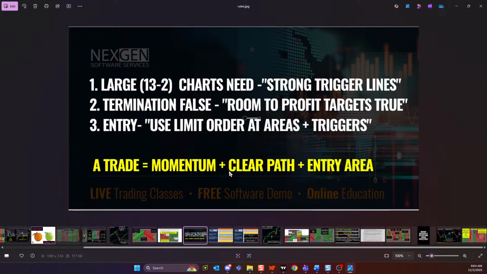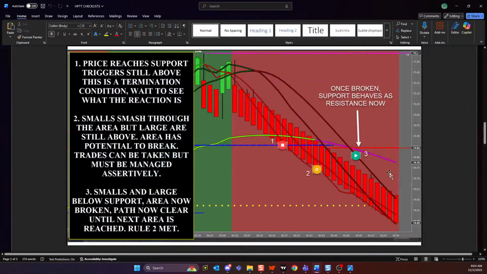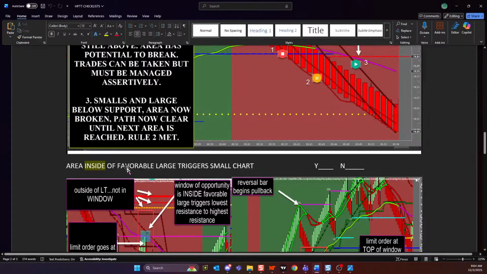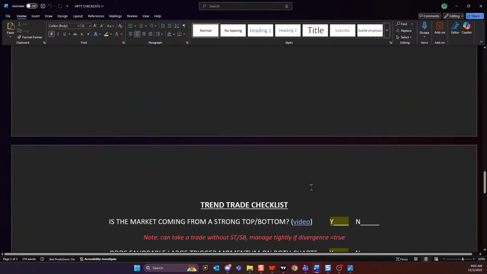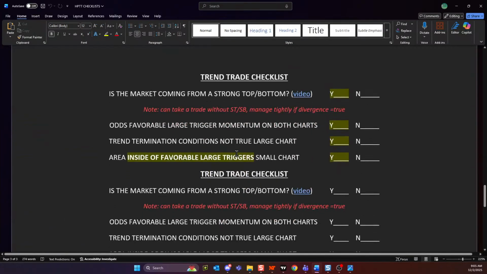And we're going to lean on this heavy today. But if we do have momentum, if our path is clear, we're going to go define our entry, guys. And our entry is the same whether it's going up or whether it's going down. We are going to use a limit order to buy or sell a pullback at an area inside of triggers. So we are going to go off of this checklist, guys, the trend trade checklist.